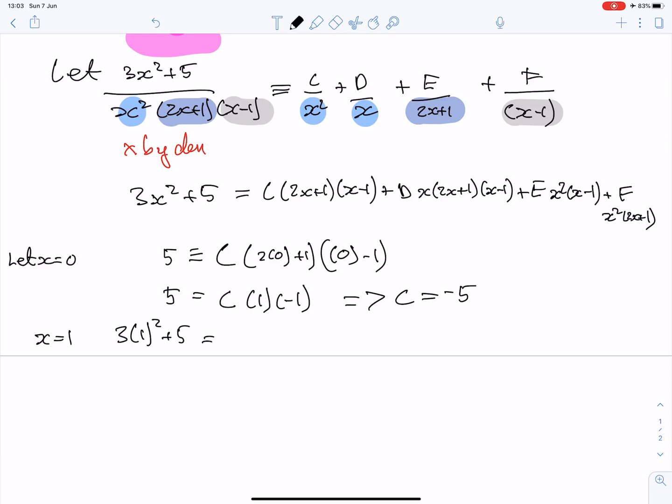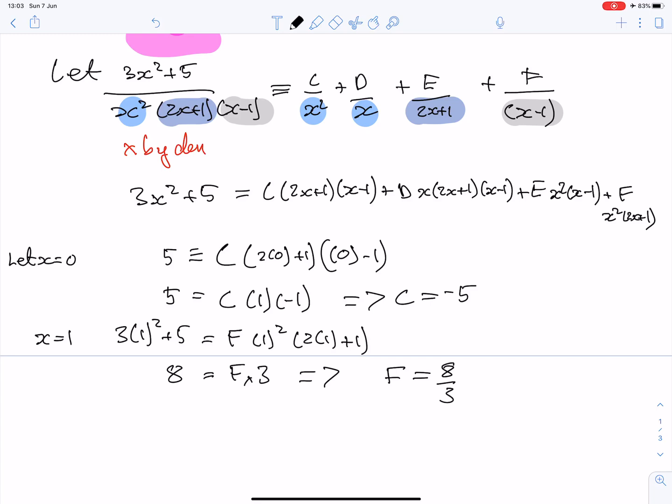And now the F term, we get F 1 squared times 2 lots of 1 plus 1 equals 1 squared is 1 times 3 is 3, so that's 8 equals F times 1 times 3, so that's 3, implies F equals 8 over 3. So we've now got 2 of these, or 4 of the 6 letters we had at the start.